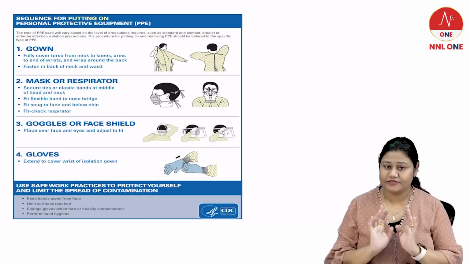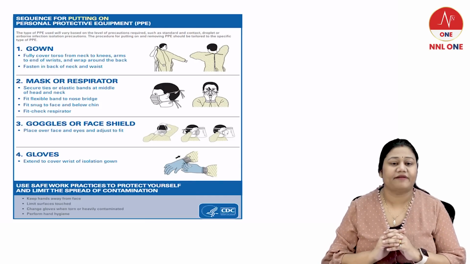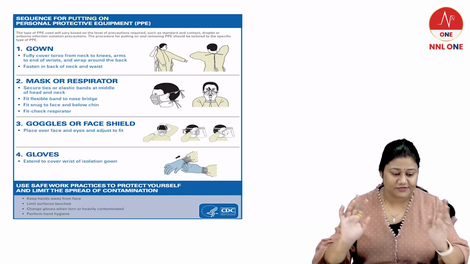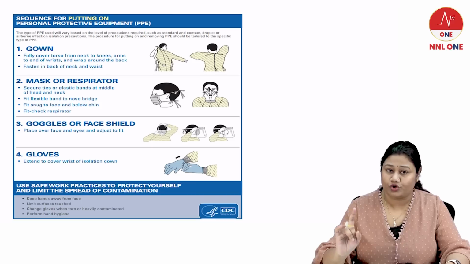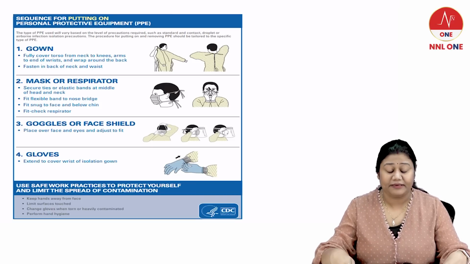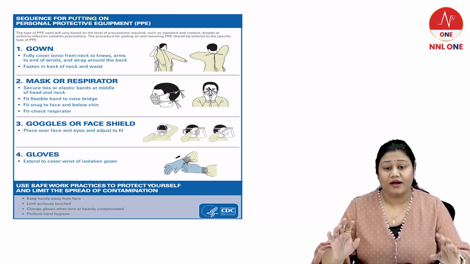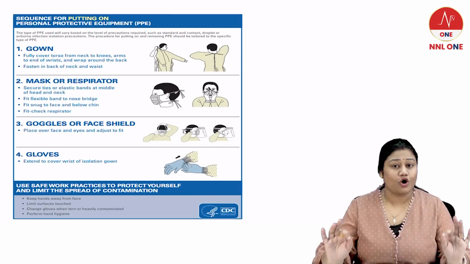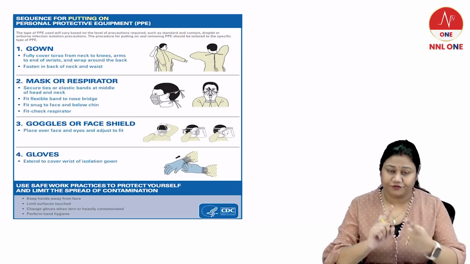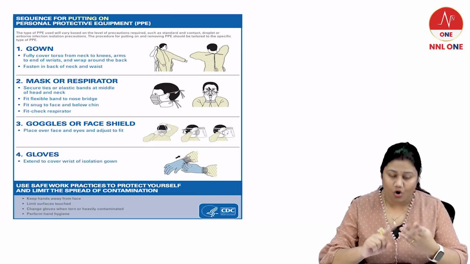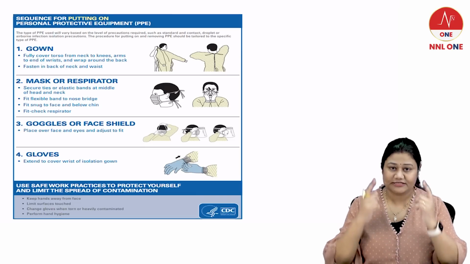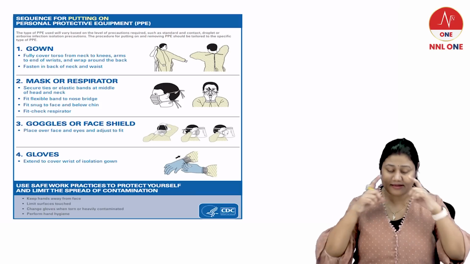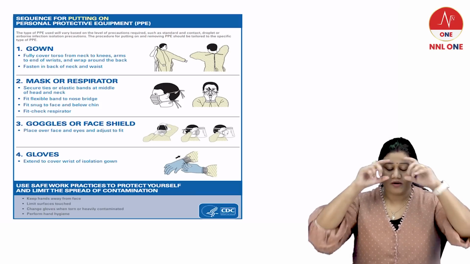And this is the sequence which we quickly revise as per the Center for Disease Control. So when it comes to donning, and again let me tell you, these are the sequence for aseptic clean procedure, not for sterile procedure, right? So first we will wear gown, mask, goggle, at last glove. First is gown, then second one is the mask or respirator, then goggle, and then glove.